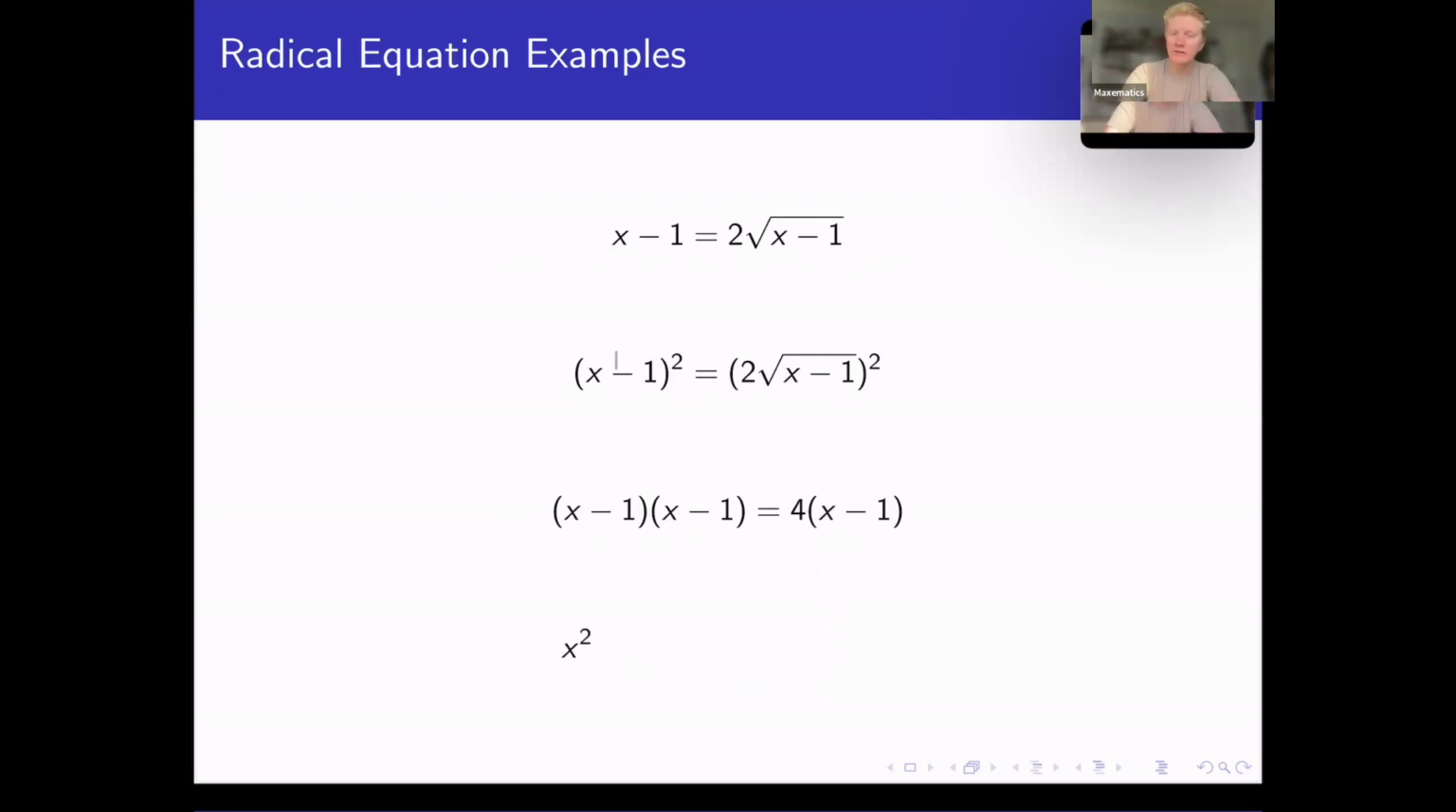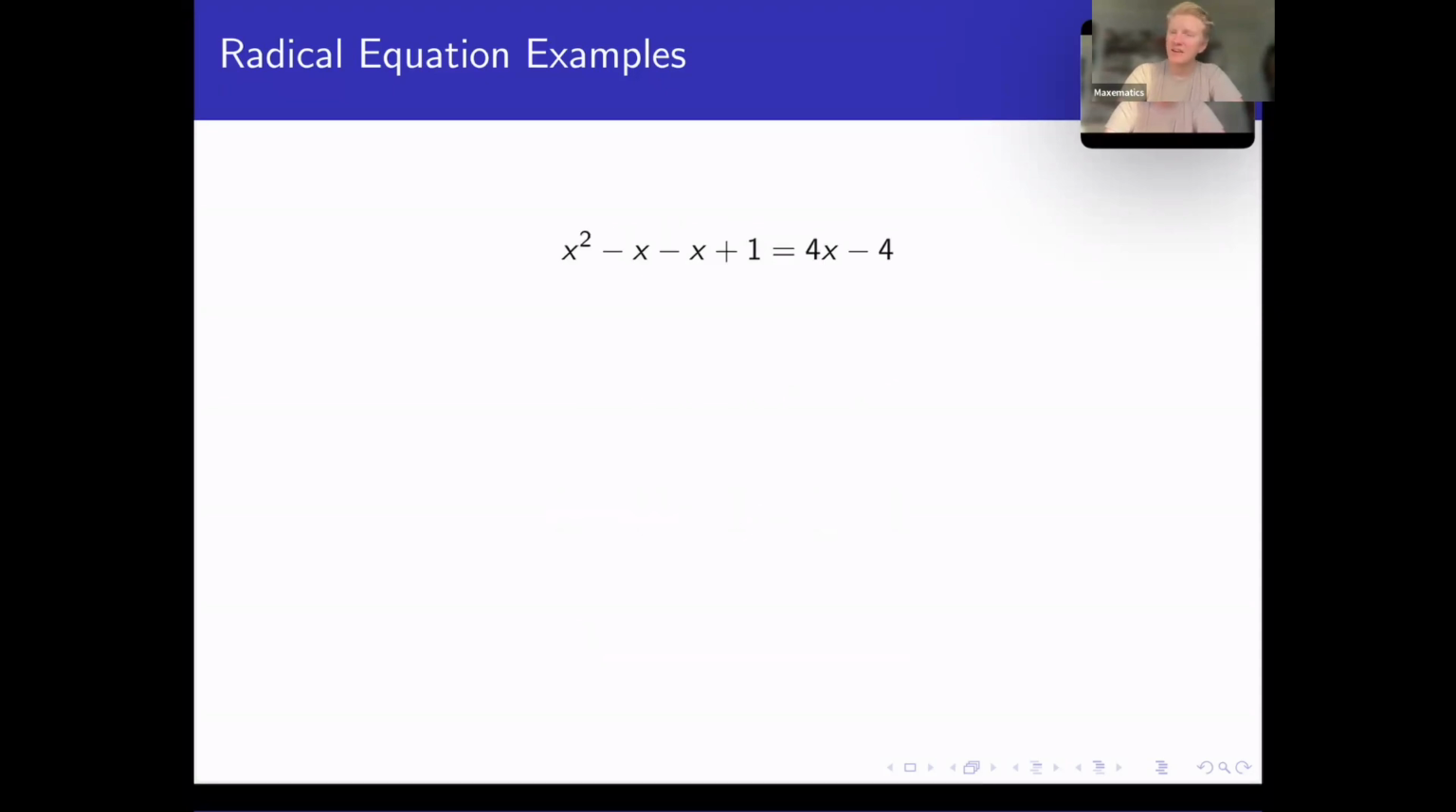Here, we've got to FOIL on the left-hand side. X times x is x squared. X times negative 1, negative x. Negative 1 times x, negative x. Negative 1 times negative 1, positive 1. And distribute 4. All right.